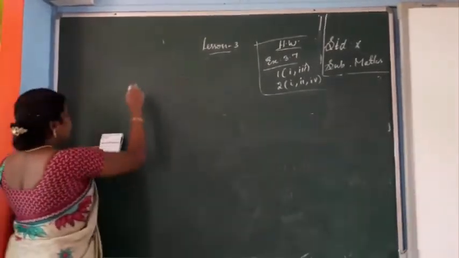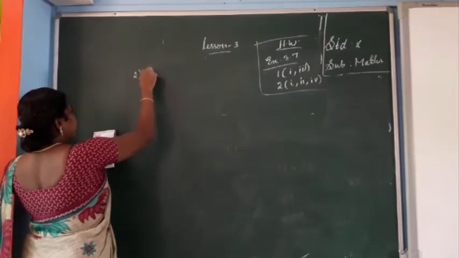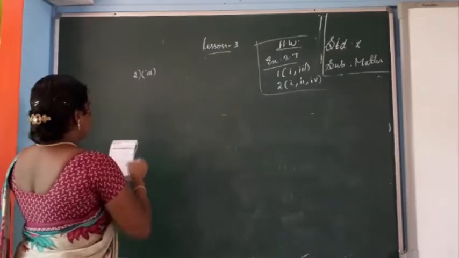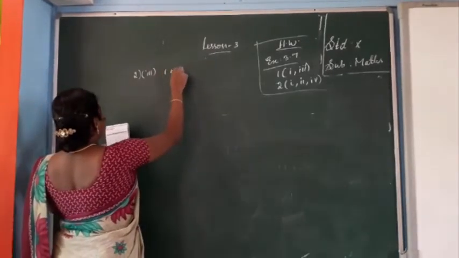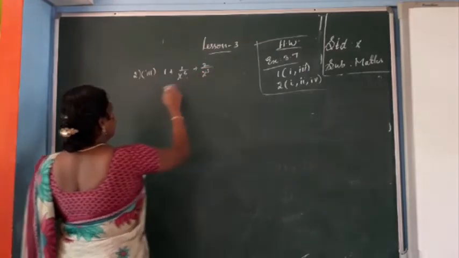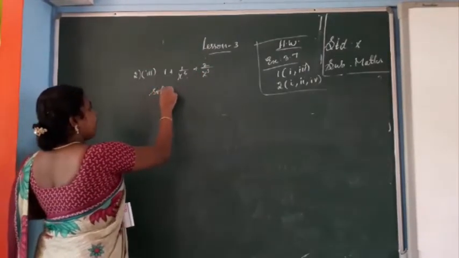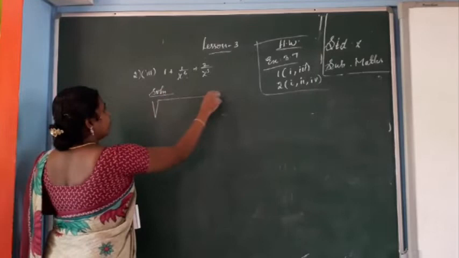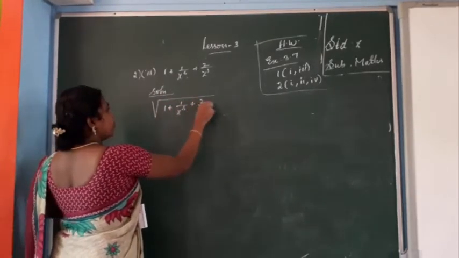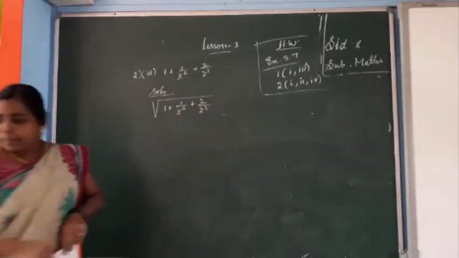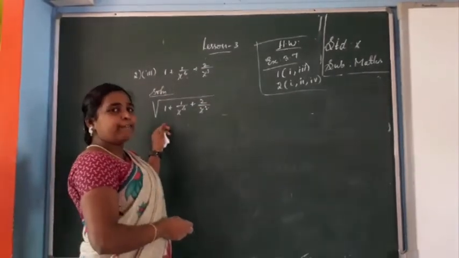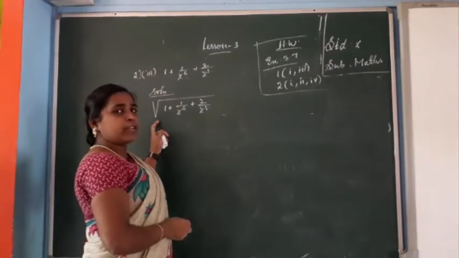Next one, second one, third subdivision. So the third subdivision is 1 plus 1 by x power 6 plus 2 by x cube. Solution: square root of 1 plus 1 by x power 6 plus 2 by x power 3. Listen, here also we have to find the square root. Here there is no need for the factor method. Directly we can use the formula.